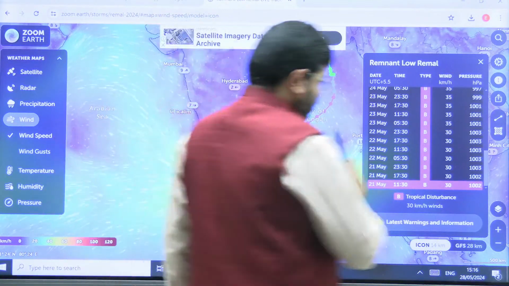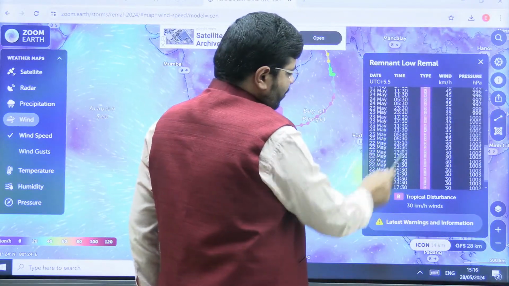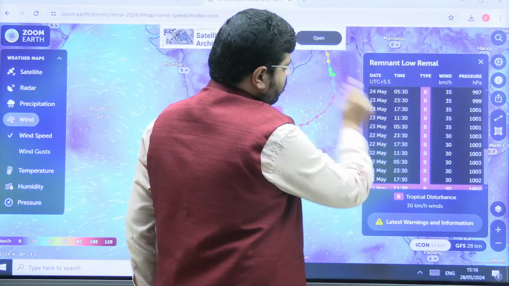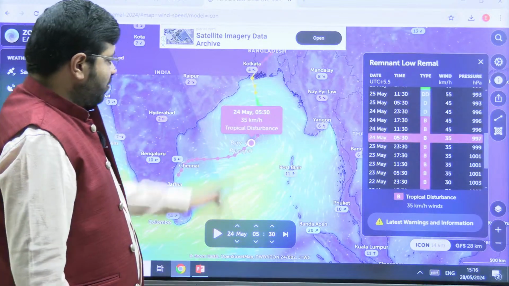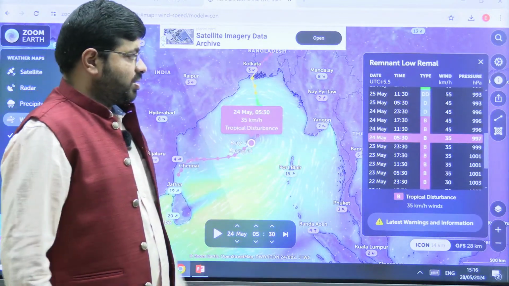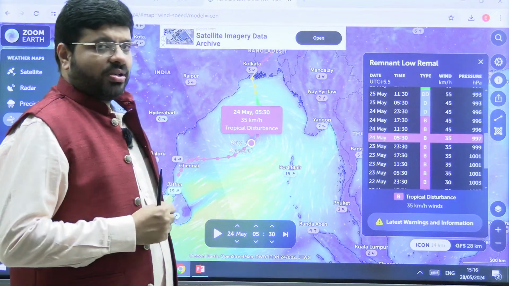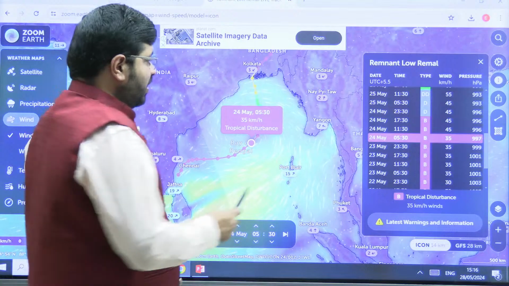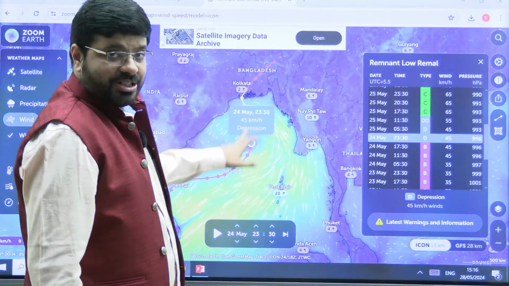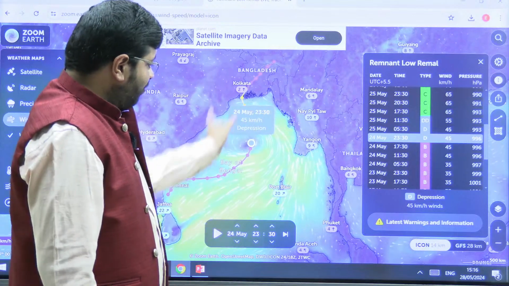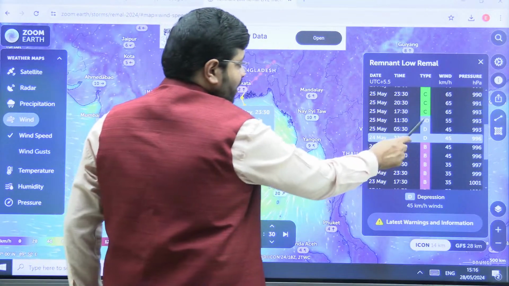Then as you move from 21st May towards, say, 24th May, you see slowly you are entering towards the north. Now we are calling it a tropical disturbance, a low pressure area. Then it will turn into a depression. Look at the wind speeds, it is increasing, 45. Look at how the winds are entering into the center. Slowly it is increasing. Then deep depression.